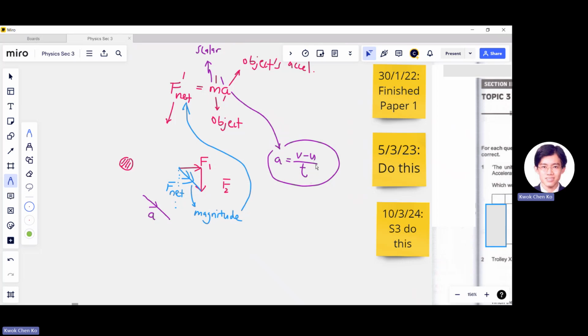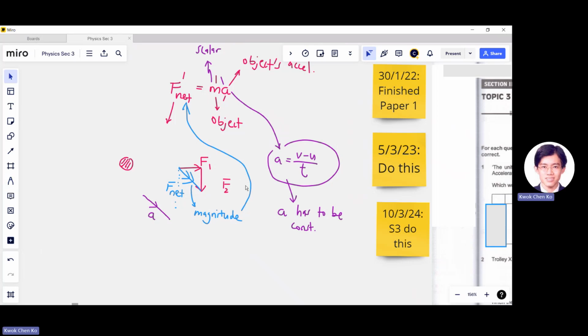The second condition for this formula to work is that acceleration has to be constant. Otherwise, this formula doesn't work. So keep that in mind before you blindly use this acceleration formula.